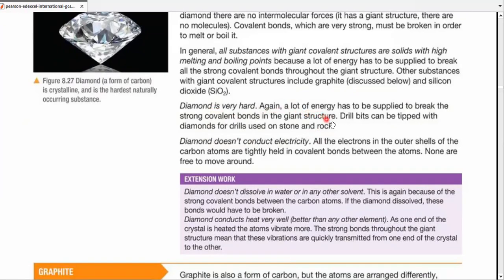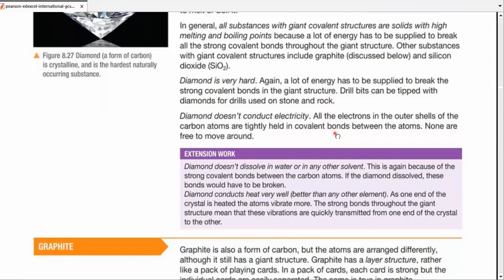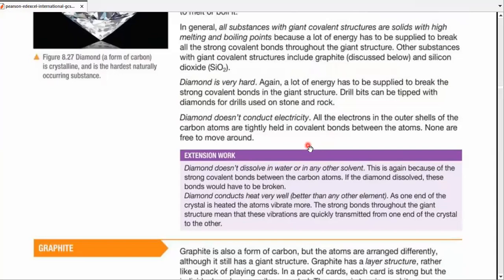Diamond is very hard. Again, a lot of energy has to be supplied to break the bonds. Drill bits can be tipped with diamond for drills used in stone and rock. Diamond can drill into anything because of being the hardest natural substance.